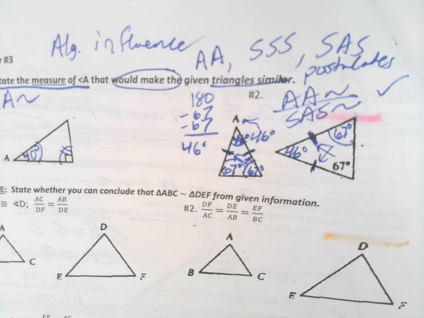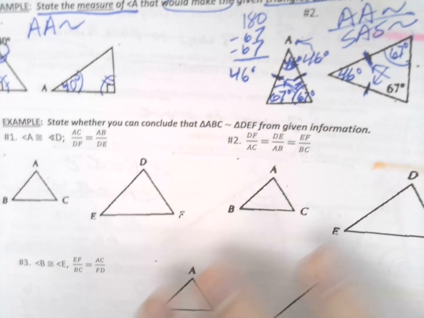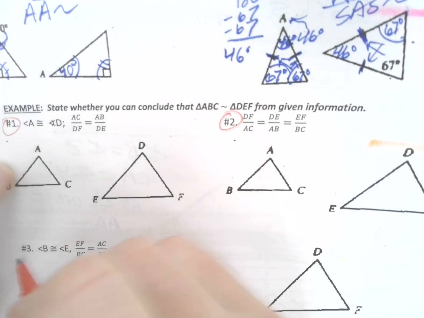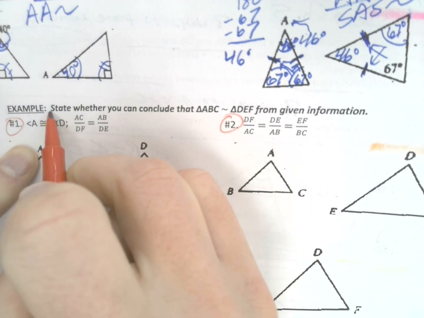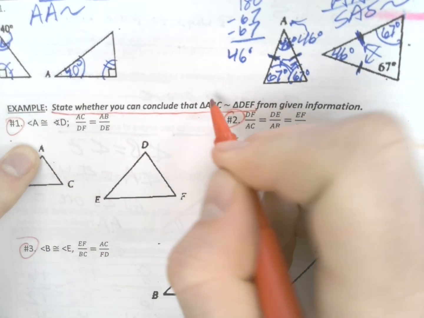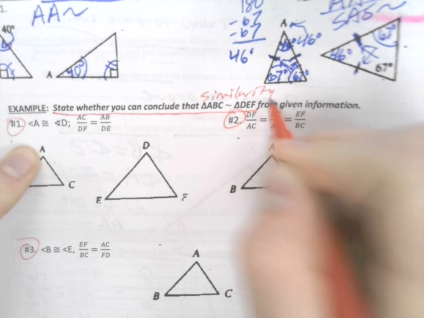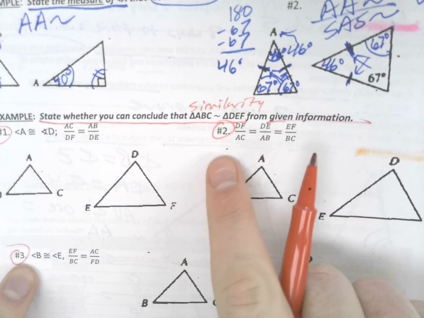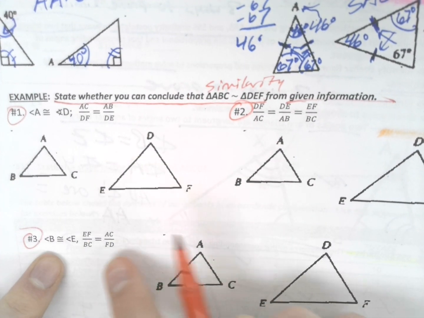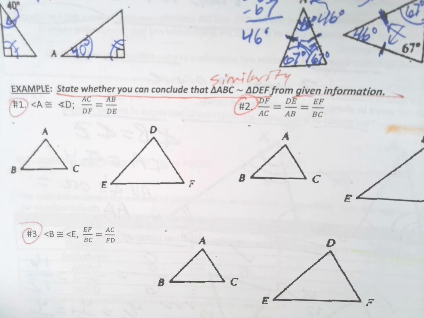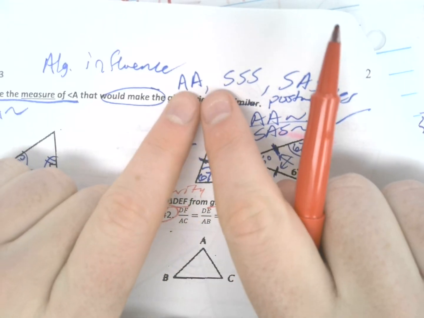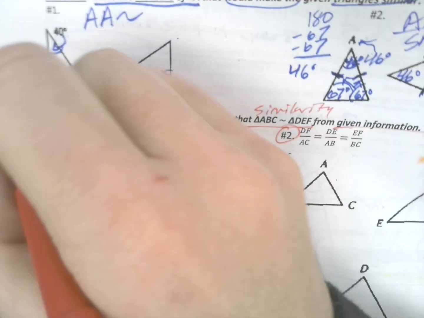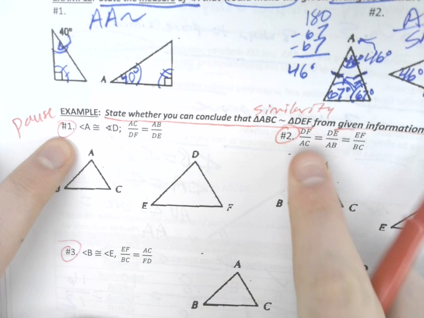And so what I want you guys to do, I'm going to give you a chance to try numbers 1, 2, and 3 down here. And here's what you're going to be doing. You're going to state whether you can conclude similarity based off the given information. They're going to give you 2 things, sometimes just 1, sometimes 2, in these 3 problems. And you're going to tell me either yes or no, and if yes, which postulate would prove it. So go ahead, guys. You can pause and try 1, 2, and 3.